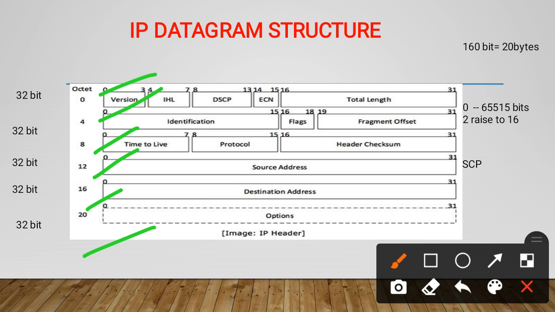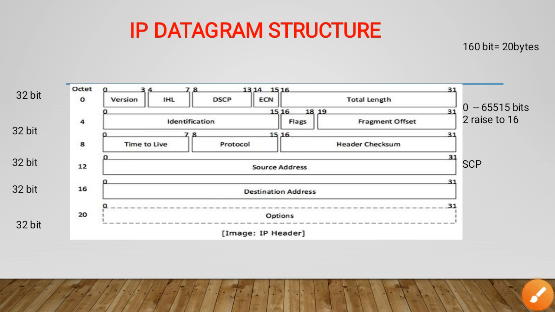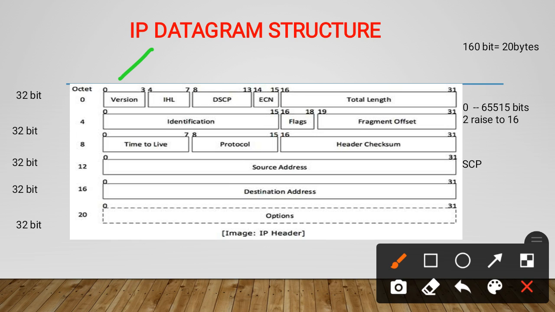In this, of the 32 bits, 4 bits are used for the version, which means whether IPv4 or IPv6 is to be used. After that 4 bits are used for the header length. Then bits 8 to 15 are used for DSCP.